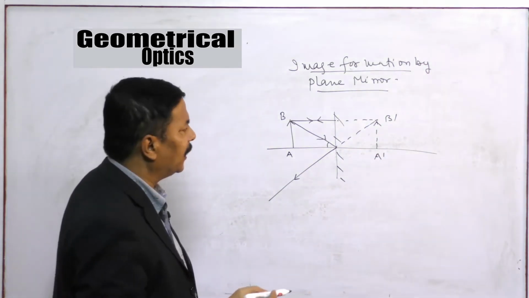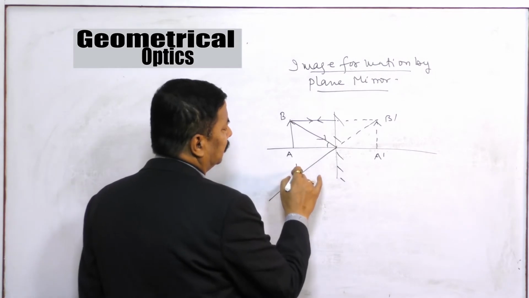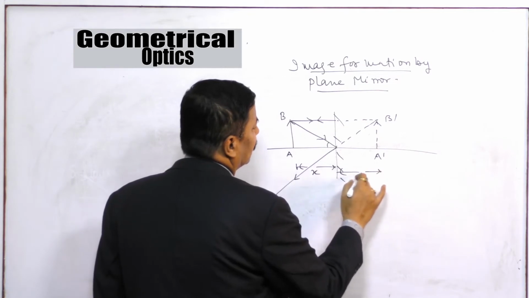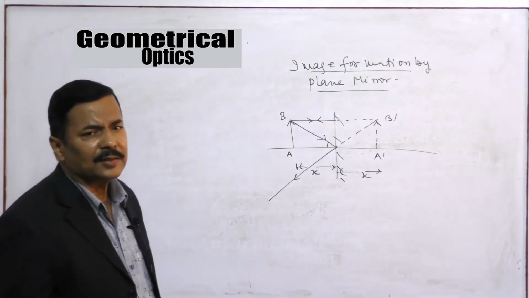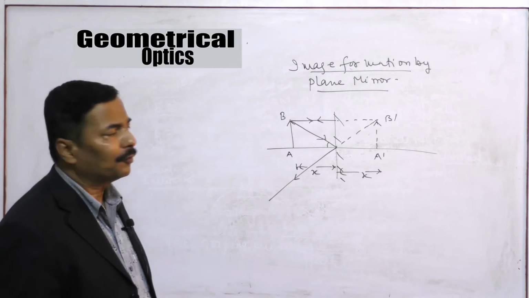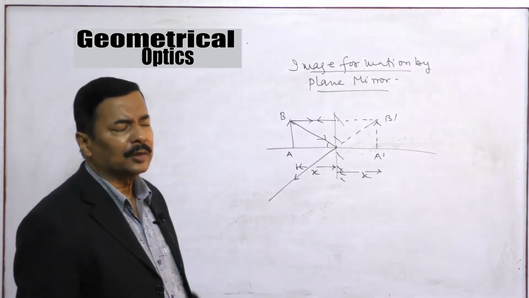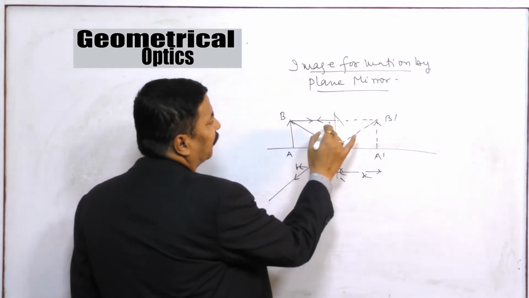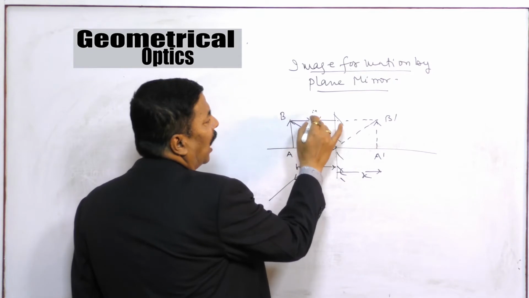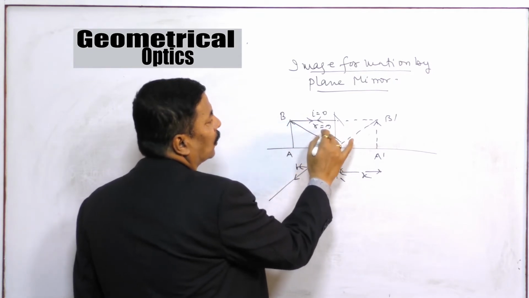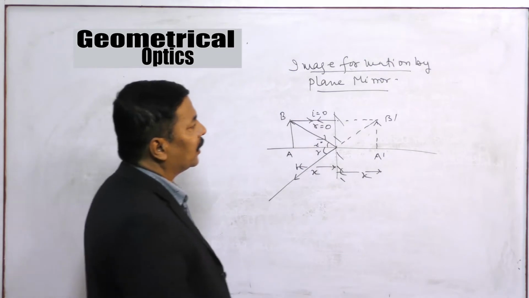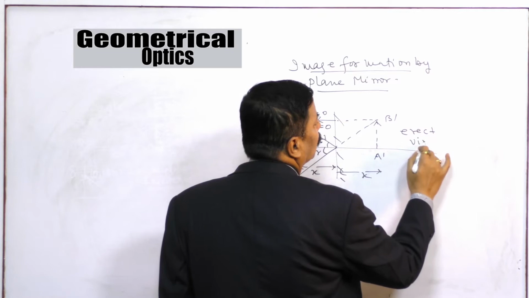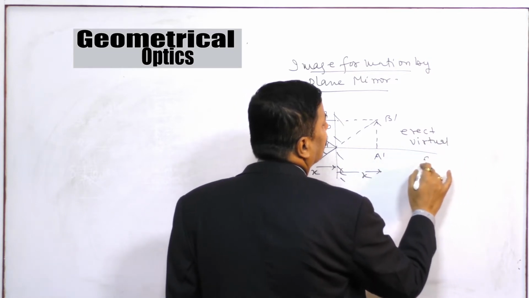One thing you should understand, that in case of a plane mirror, this distance, if x, this distance is also x. Object distance is equal to image distance in case of a plane mirror. That you can prove very simply by the use of geometry. This angle is I and this angle is R. Here I is equal to 0, so R is also equal to 0. So what type of image is there? The image is erect and it is virtual and of the same size.